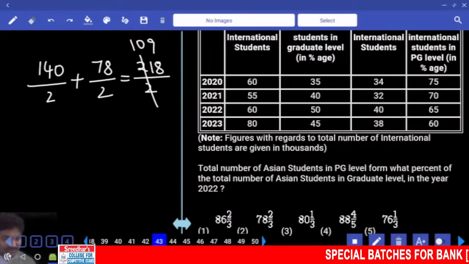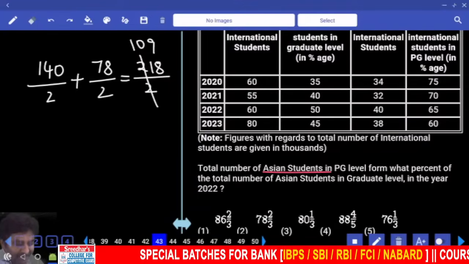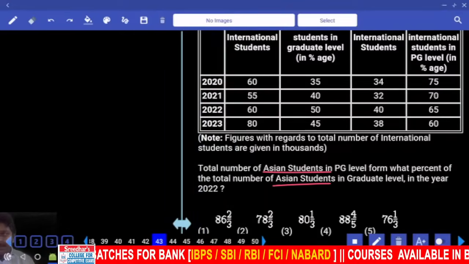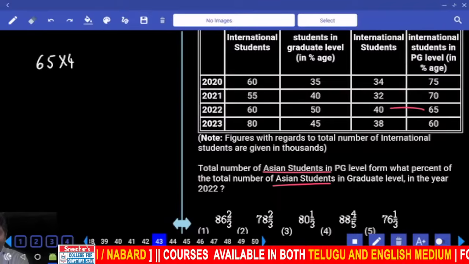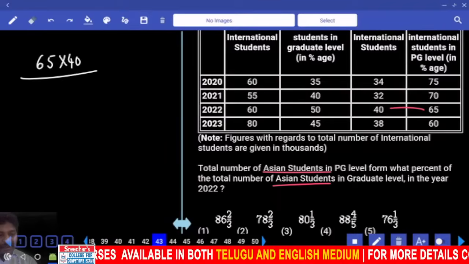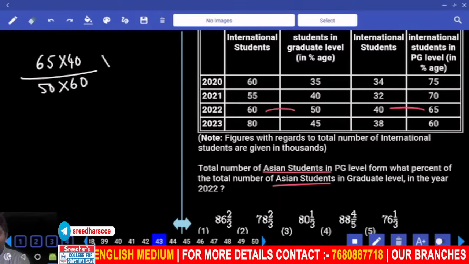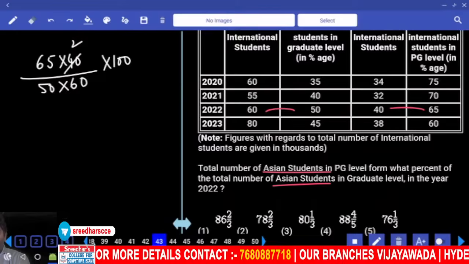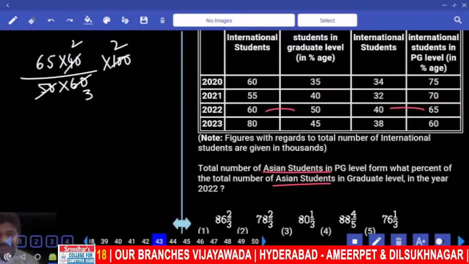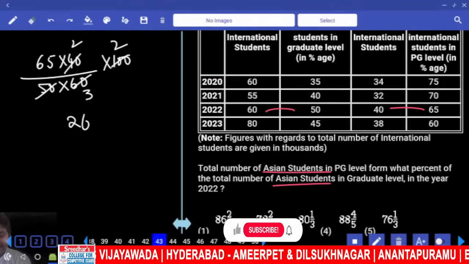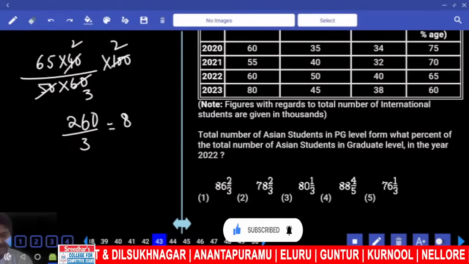Total number of Asian students. Now the question is about Asian. In PG level, what percentage of the total number of Asian students in graduate level in the year 2022? Asian PG students in 2022, 65% of 40. Don't calculate. And in graduate level, Asian students are 50% of 60. The question is about percentage into 100. Let me calculate the numerator directly. 65 double, 130 double, 260 divided by 3. 8 times. Yes. 6 times. Done.